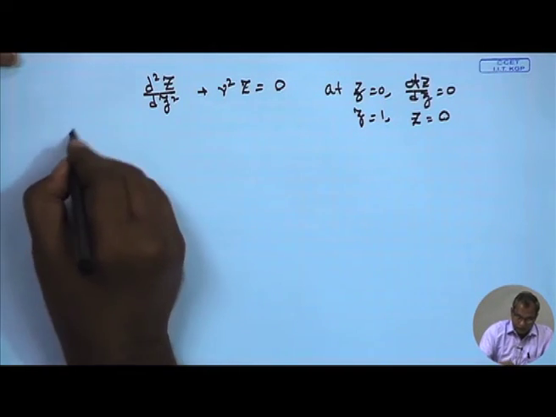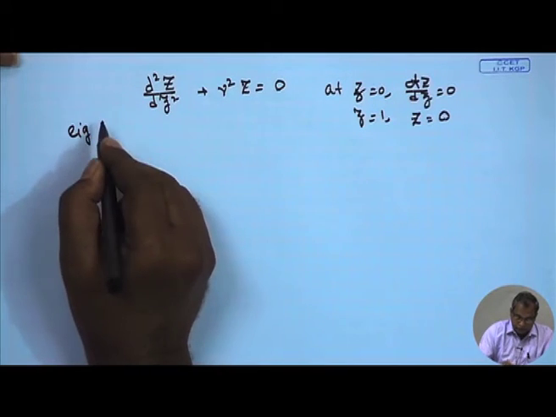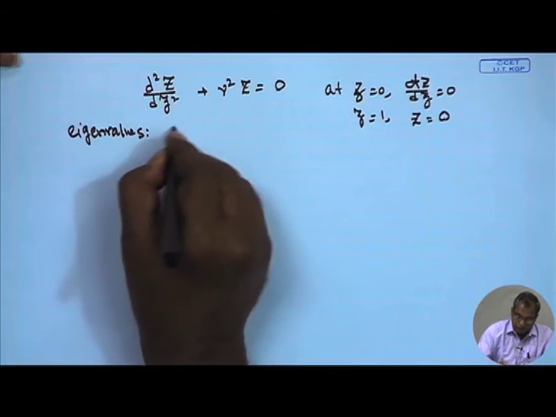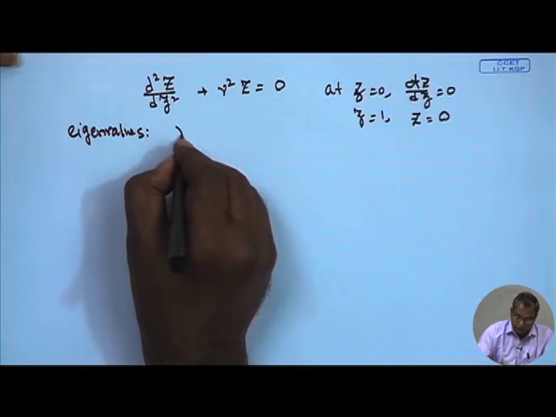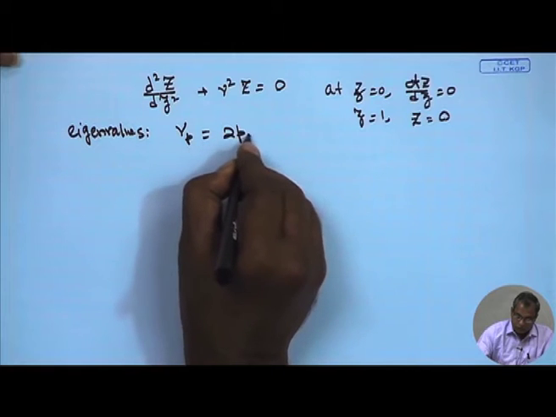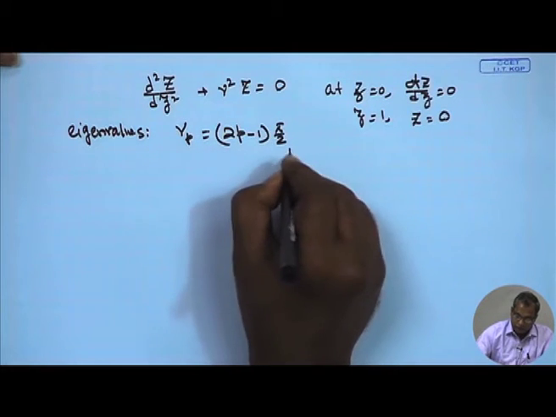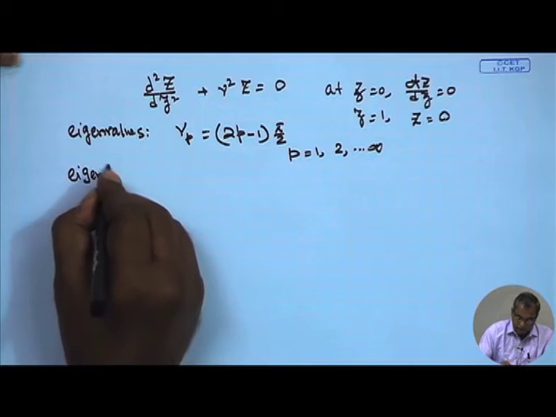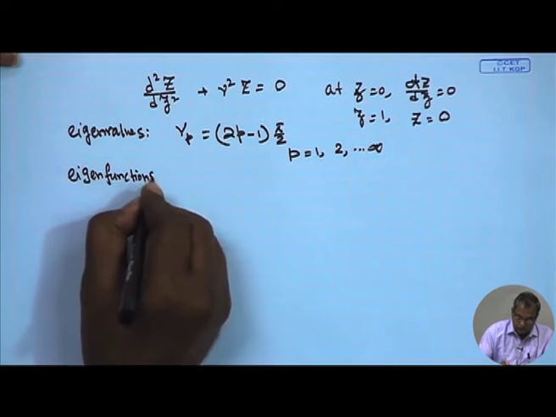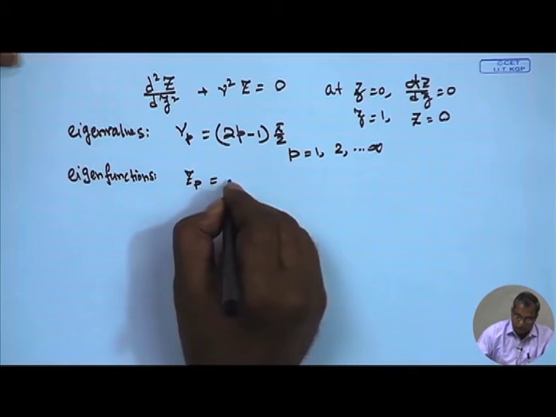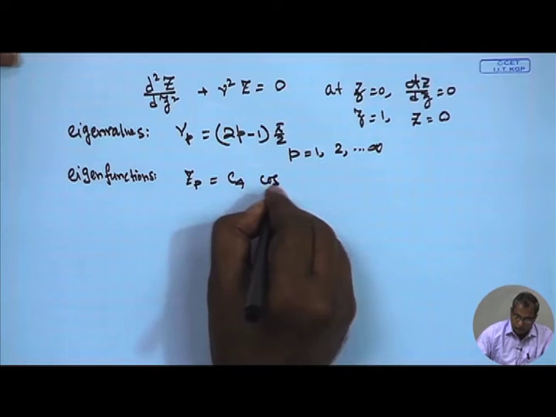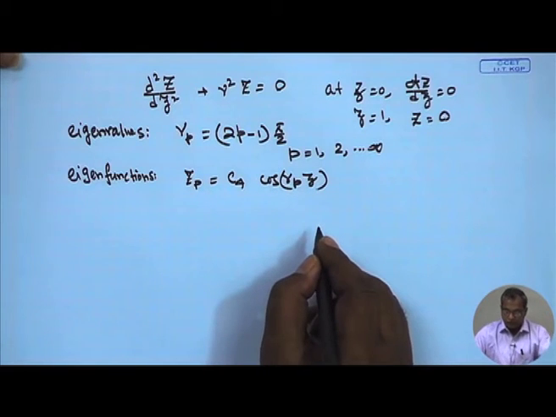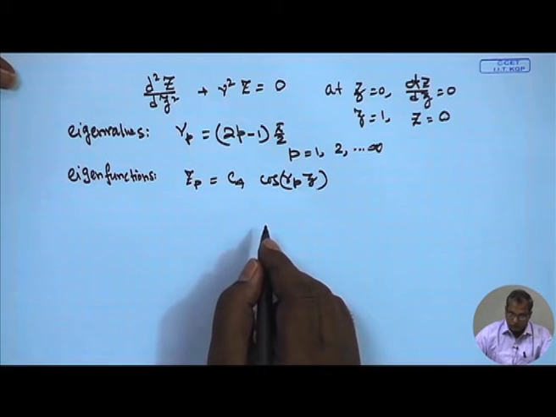The eigenvalues are, in fact, 2p minus 1 pi by 2. The eigenvalues are gamma p equal to 2p minus 1 pi by 2, where index p runs from 1 to infinity, and the eigenfunctions will be z p equal to C4 cosine gamma p z. So, we are now able to get the complete solution.